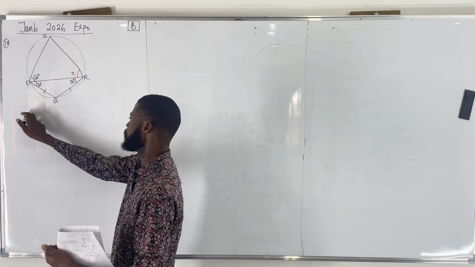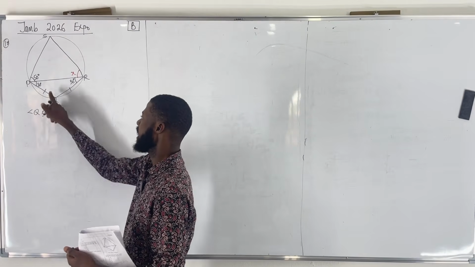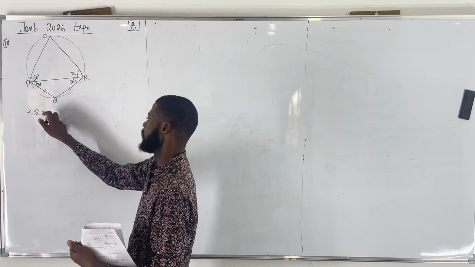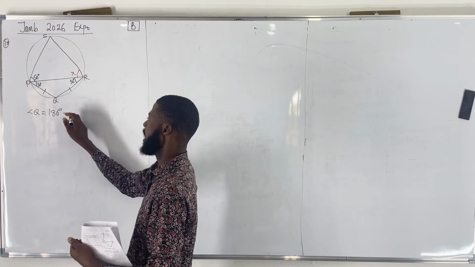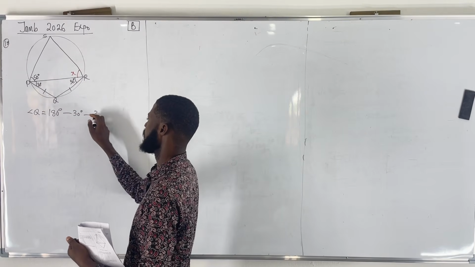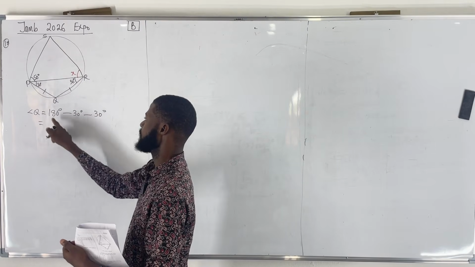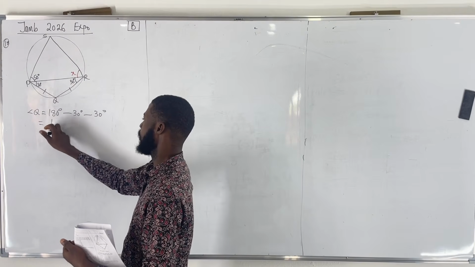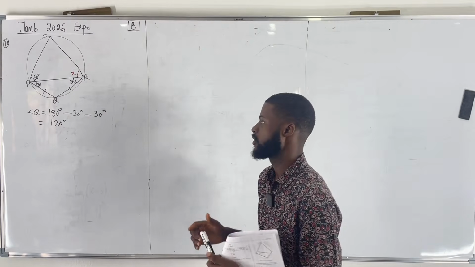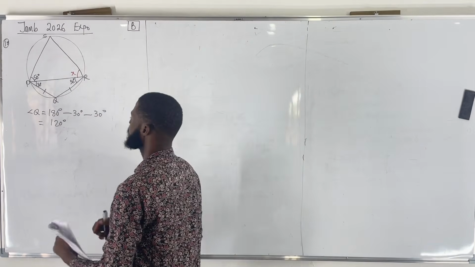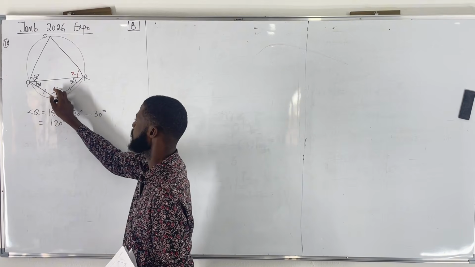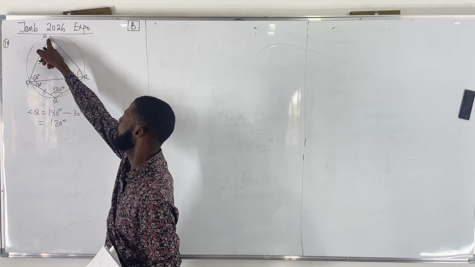So the angle that is at Q, remember that the sum of all angles in a triangle is equal to 180. So I'll say 180 minus, I will remove this 30 and also remove this very 30. So what will this become? This will become 120. So that means the angle at Q is equal to 120 degrees. Now, if the angle here is 120, can I find this opposite angle to it?